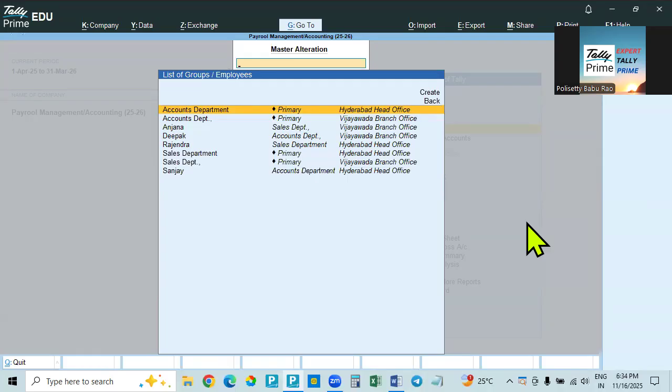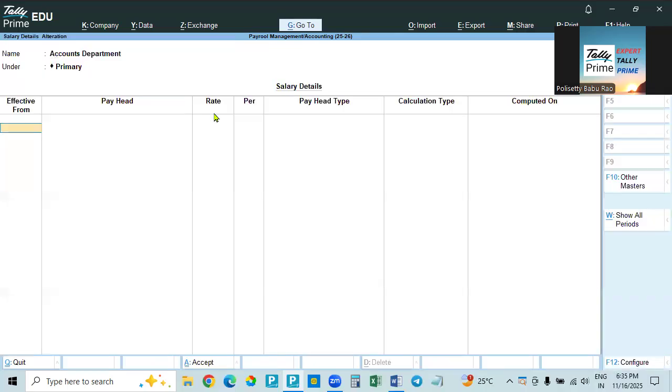Okay. So first of all, what will we do? Any department you can take, accounts department, head office or any office. We will take up the accounts department. It's not for a particular person, it's for the accounts department. The salary structure can be used for all the employees, but every employee will have a different salary depending on experience and other things. But we will define the salary structure in the department.